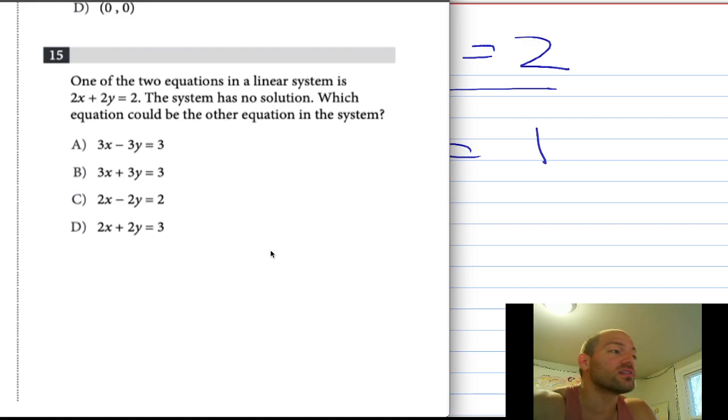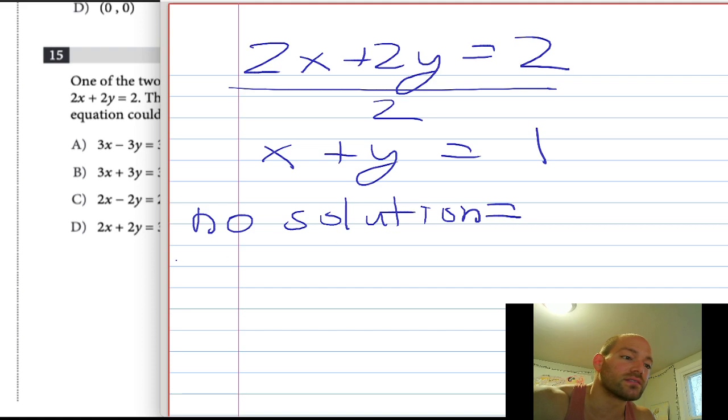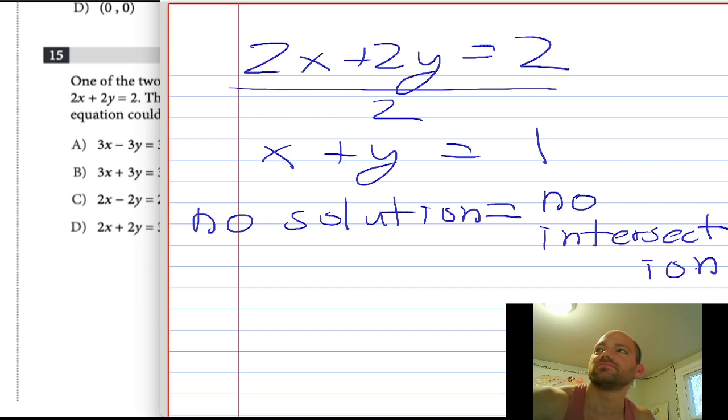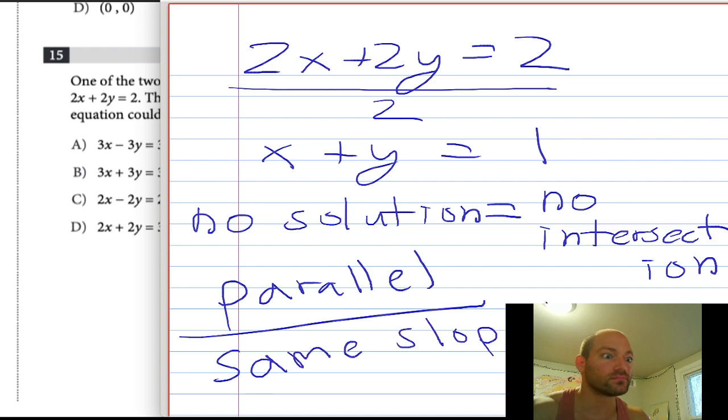But if it has no solution, what does that mean? It means we have no intersection points. Okay? No solution means no intersection. And what kind of lines have no intersection points? Parallel lines. Okay. And what's one of the main things we know about parallel lines, aside from the fact that they have no intersection point? I just wrote that. Yeah, it's that they have the same slope. Okay.